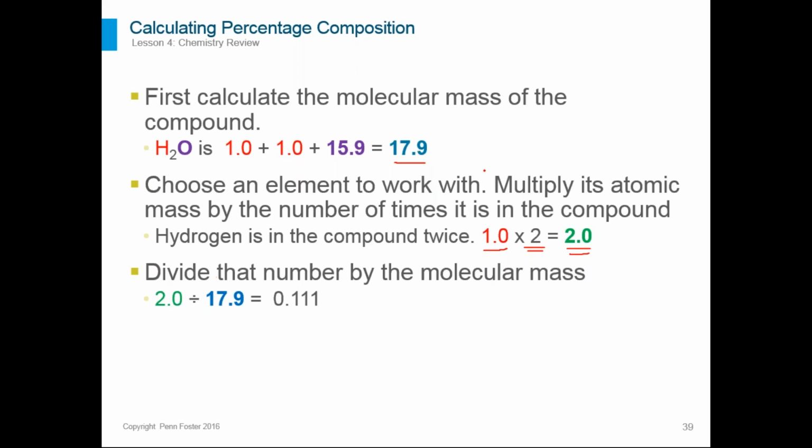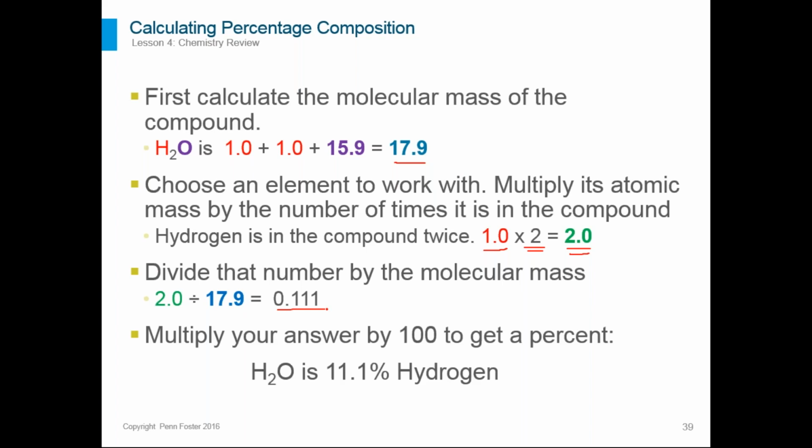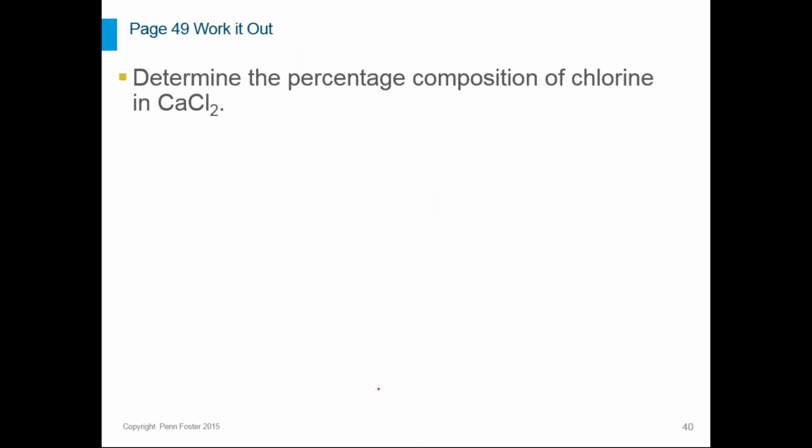And we divide that number by the molecular mass. So 2 divided by our total molecular mass, which is 17.9, gives us 0.111. That's almost our final answer, but remember we want it to be a percentage. To turn a decimal into a percent, we just multiply it by 100. So our answer is 11.1. So in every water molecule, 11.1% of the mass is hydrogen. The rest is oxygen.